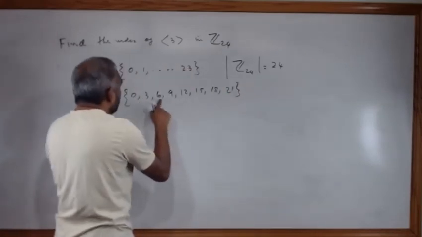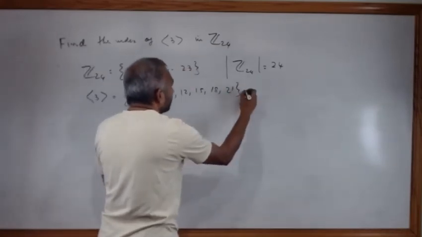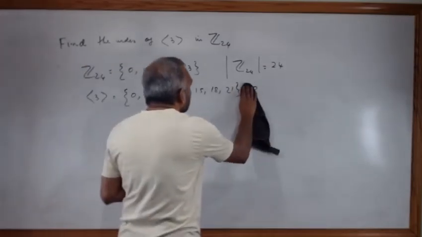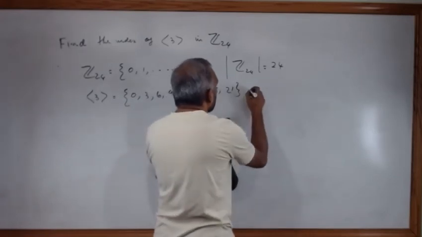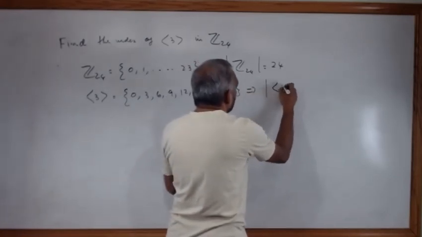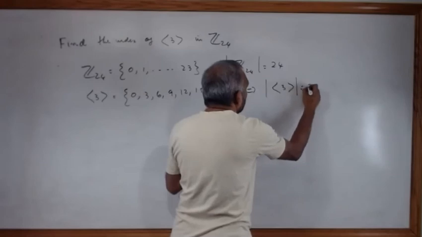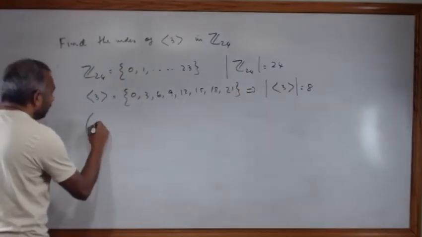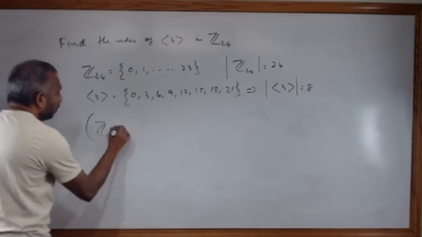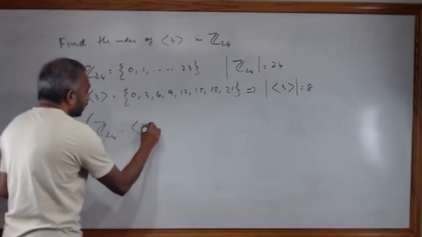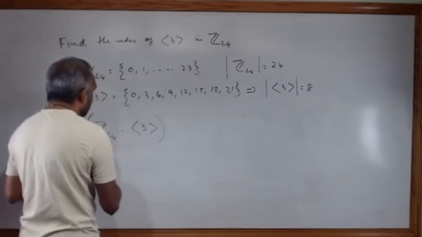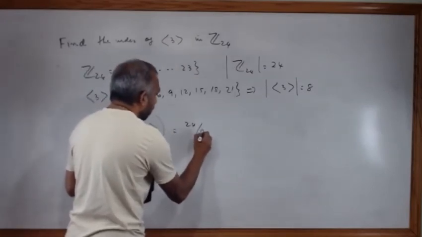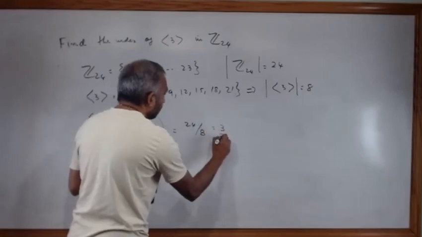And that is 1, 2, 3, 4, 5, 6, 7, 8. Or we'll say that implies the order of 3 is equal to 8. So the index of C24 over the subgroup generated by 3 is equal to 24 by 8, and that is equal to 3.